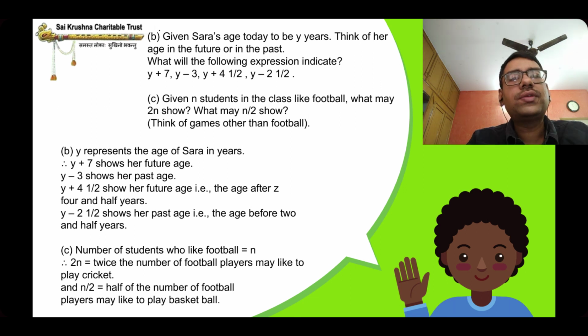So n is the number of students in the class who like football. 2n may show the number of students who may like to play cricket, twice the number of football players. n by 2 may show half the number of football players, who may like to play basketball.